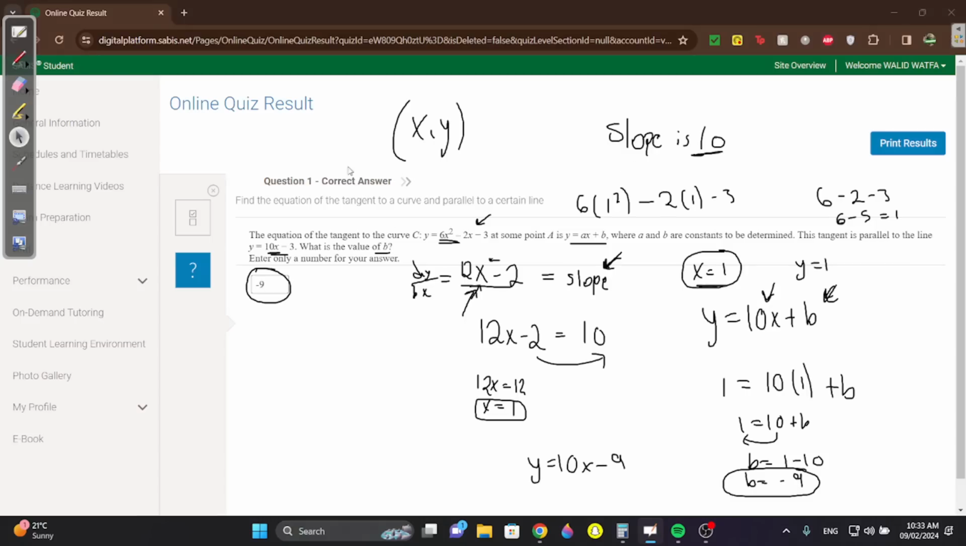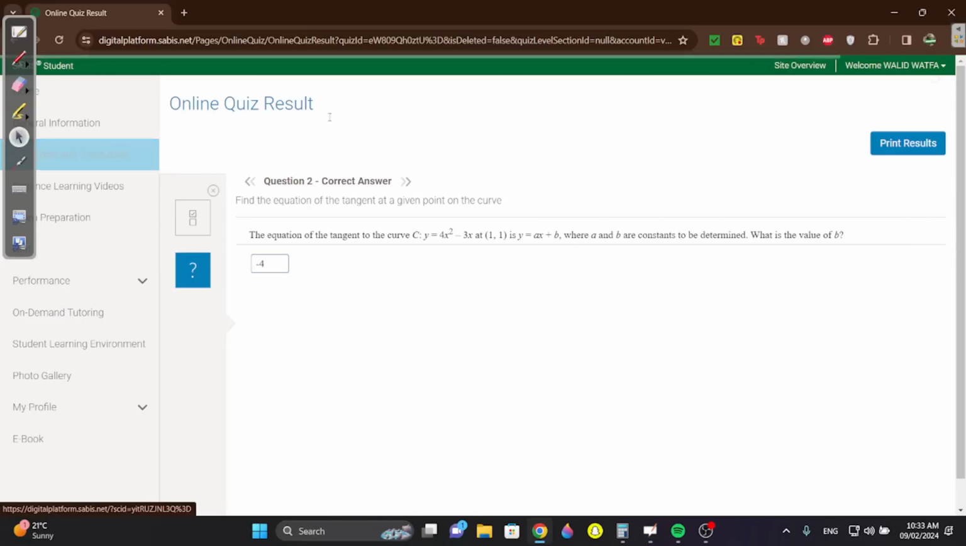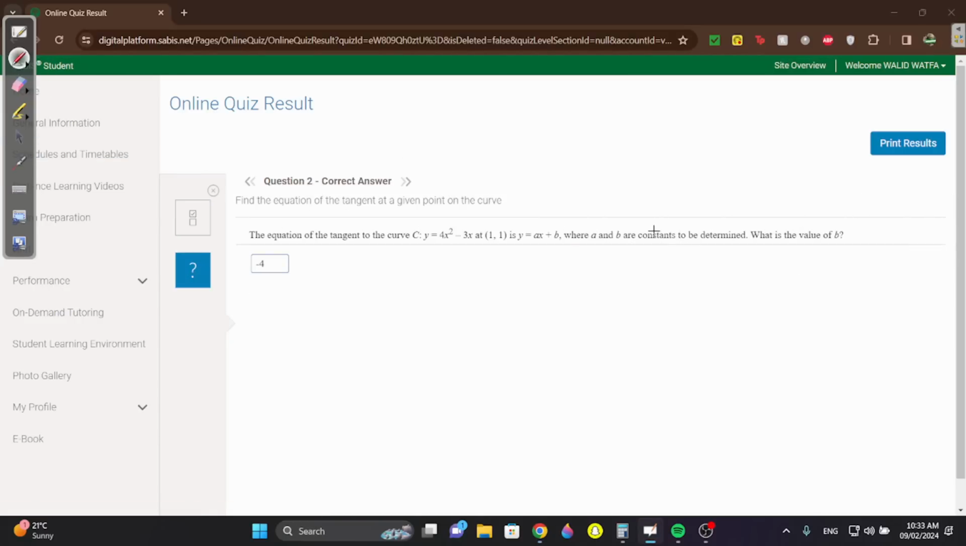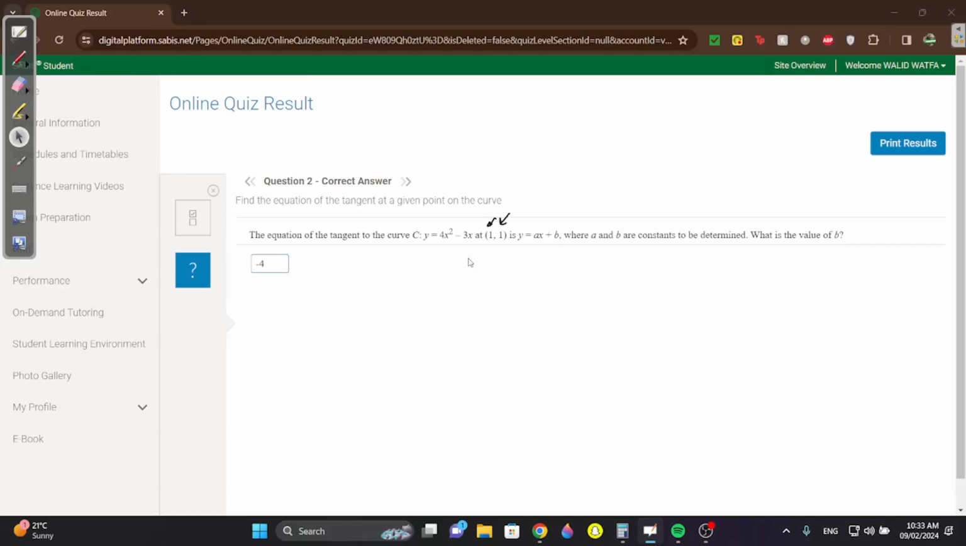But this one's a bit tricky. The rest are way easier. This one's a bit tricky because they gave you the slope directly without giving you the x, okay? I'd understand why you'd find it a bit tricky, but at the end of the day, it's just using the steps. Here, they gave you the x and they gave you the y, so you can skip the first step. What's the step after finding your x and y? Deriving and plugging in your x to get your slope, right?